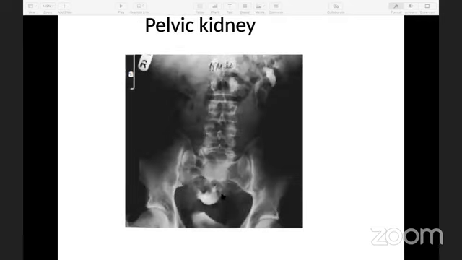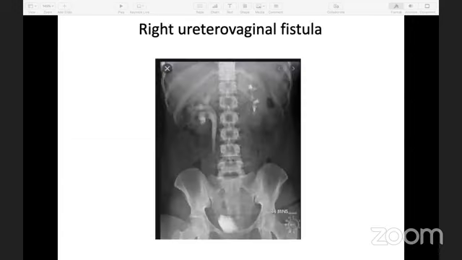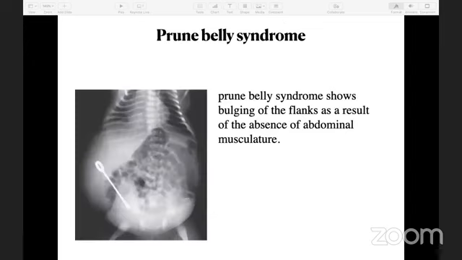This film shows right pelvic kidney. IV view in a patient with VVF showing leakage of contrast into vagina. This IV film shows leakage of contrast in pelvis with right hydroureteronephrosis suggestive of right ureterovaginal fistula. Plain film in a patient with prune belly syndrome showing bulging of flanks due to absence of abdominal musculature.